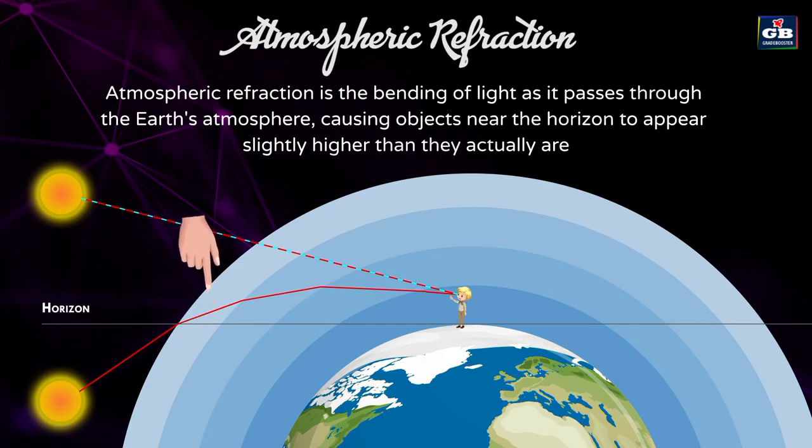So when the light enters from space into the atmosphere, there will be bending of light. This bending of light makes the objects appear slightly higher. Which objects? The objects which are near to the horizon of the Earth. So the objects which are near to the horizon of the Earth appear slightly higher than their actual position. So this is called atmospheric refraction.